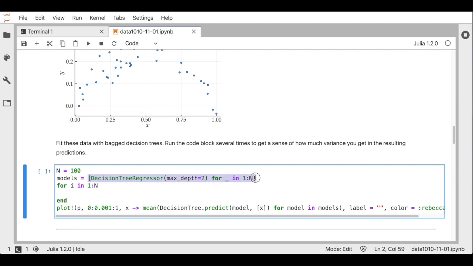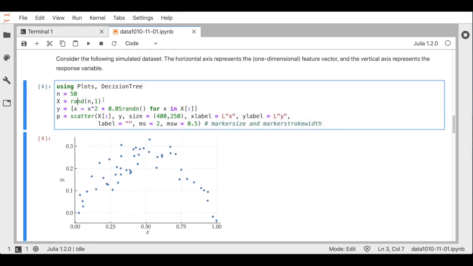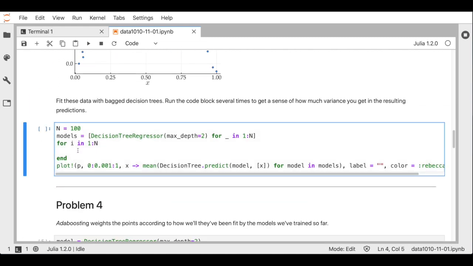We'll start by creating an array of models. Each has max depth 2. And these are decision tree regressors coming from the decision tree package. So what we need to do is train each of these models. And because the x data here are stored in a separate array from the y data, which is the standard thing to do, what we need to do is come up with the indices for our sample and then use that index object to extract our sample from both x and y at the same time.